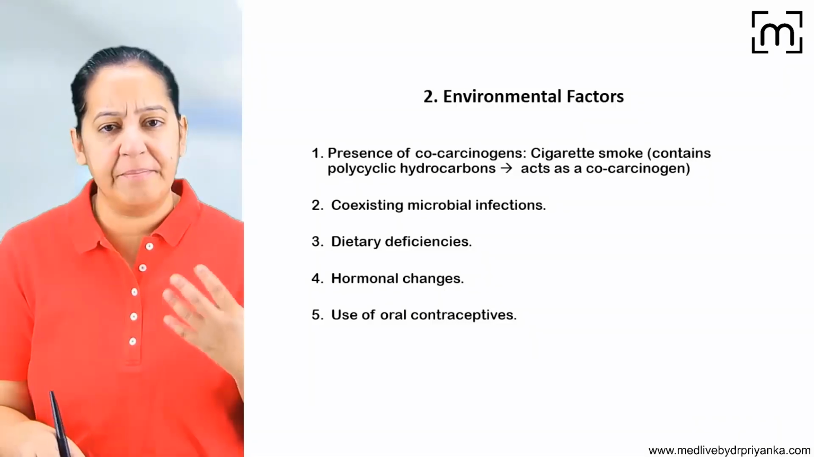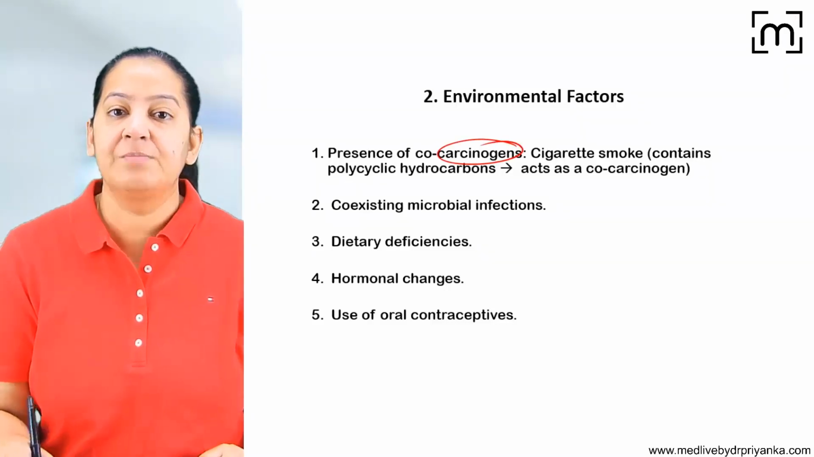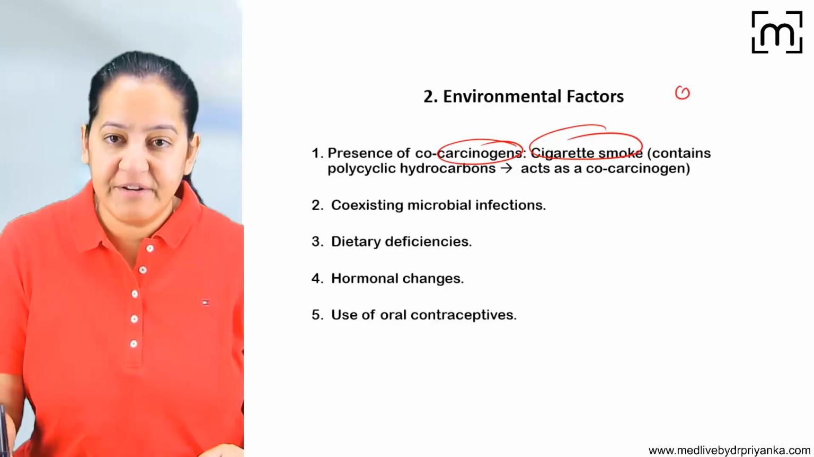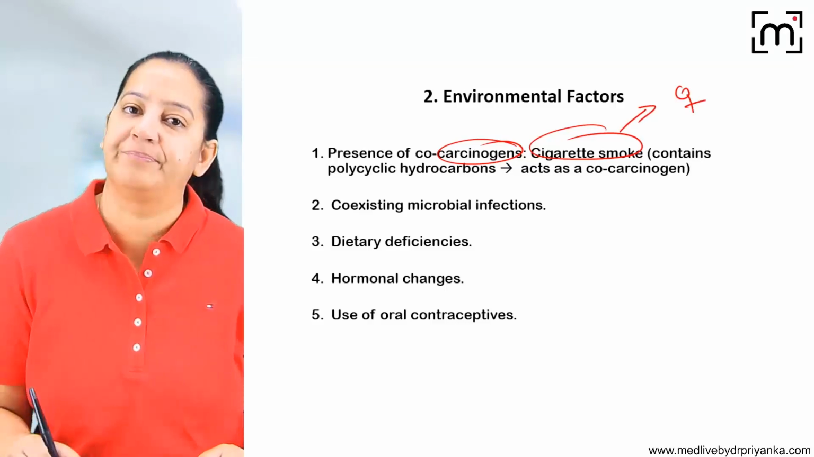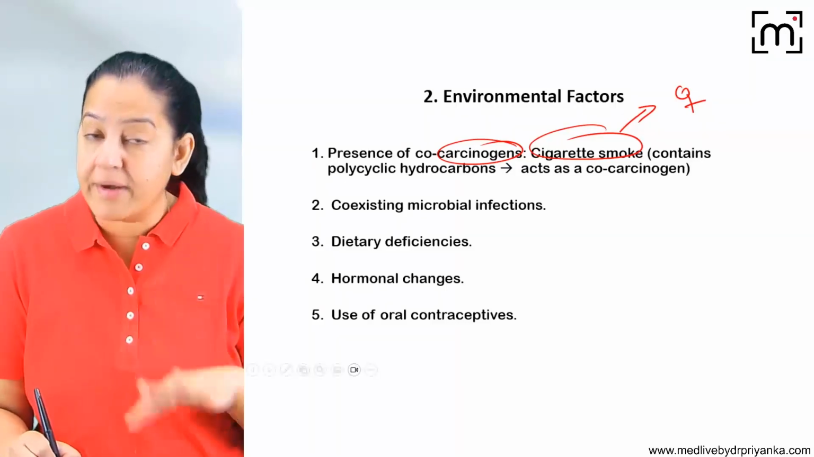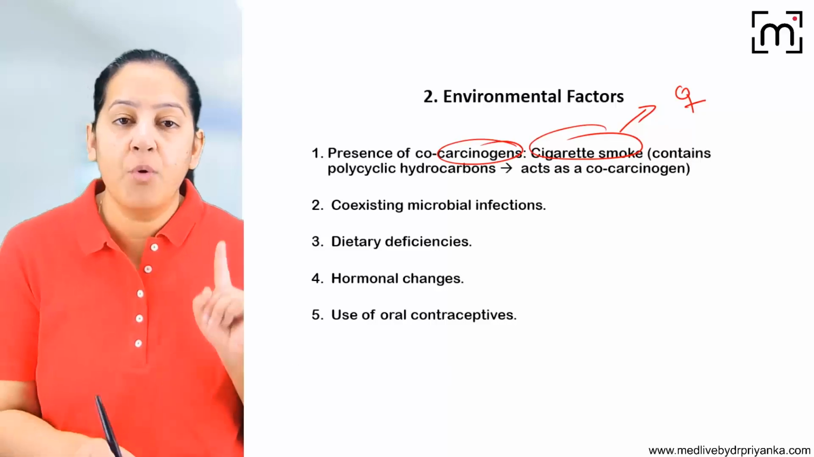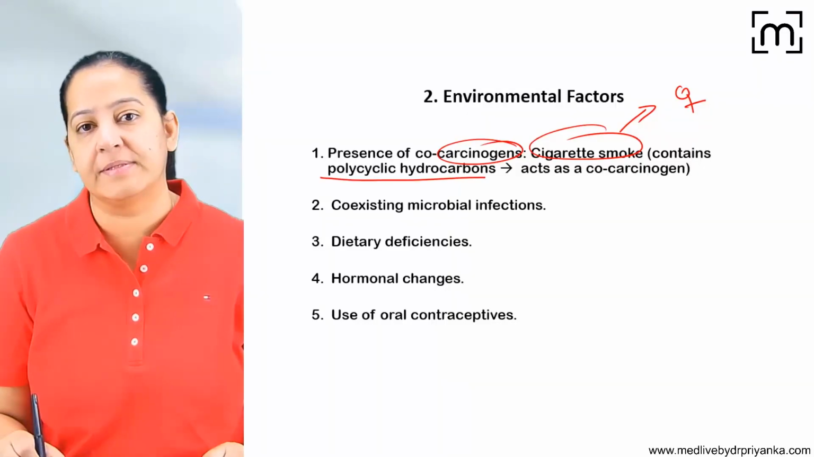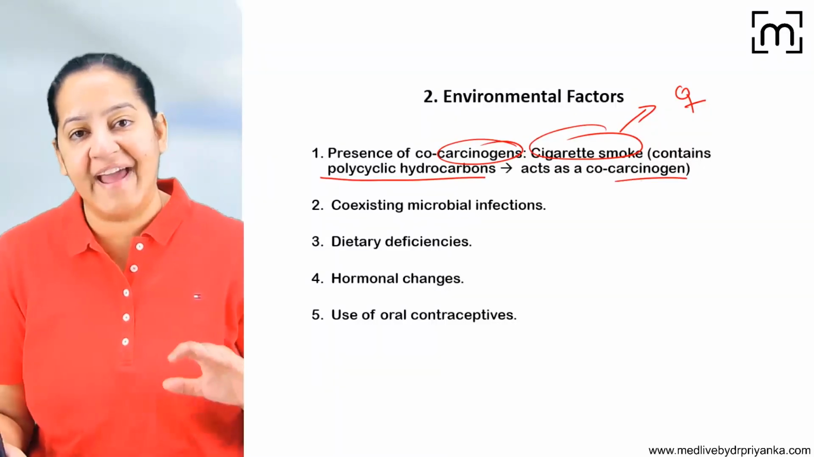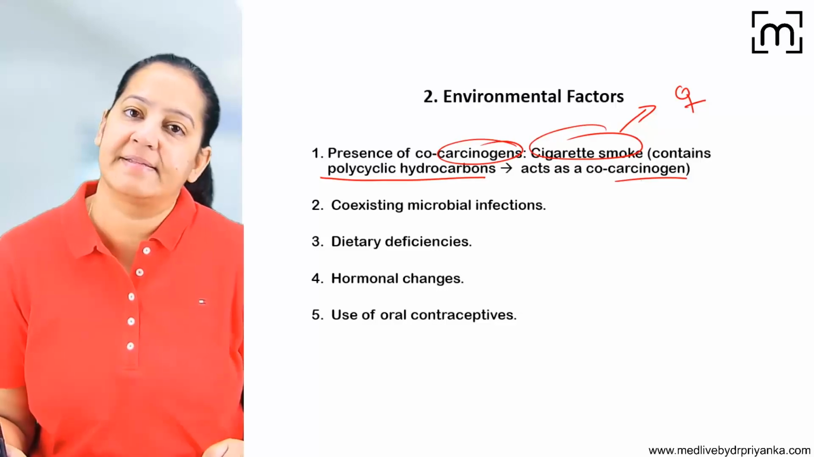In the environment, there are many carcinogens present. Smoking is the biggest risk. Imagine a female who is a chronic smoker. What does the smoke contain? Smoke contains polycyclic hydrocarbons, and it acts as a carcinogen, and it can lead to cervical precancers and cancers.